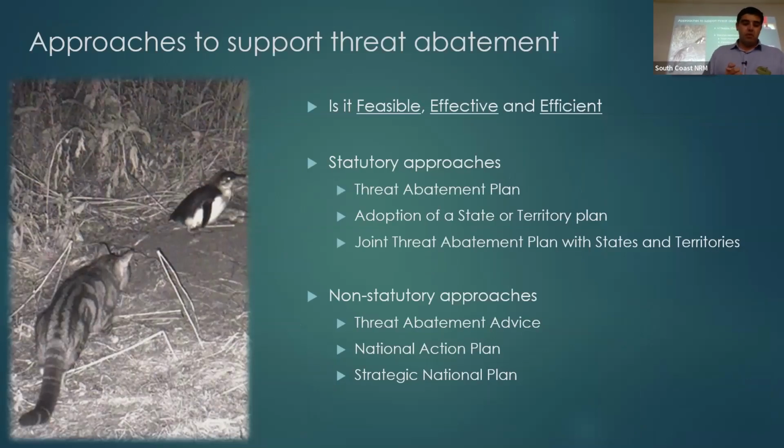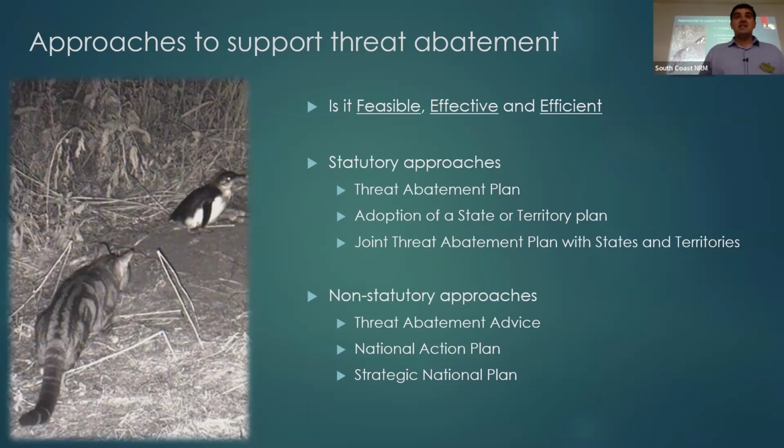So, approaches to support threat abatement. One of the most common approaches to support threat abatement is the making of a statutory threat abatement plan, or a TAP. The plans identify research, management and other actions needed to ensure the long-term survival of native species and ecological communities affected by key threatening processes.